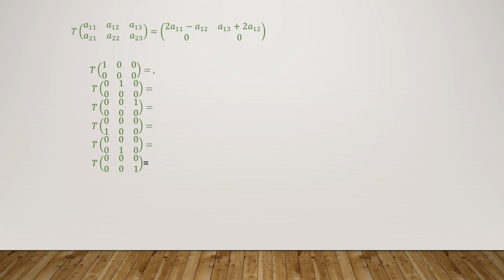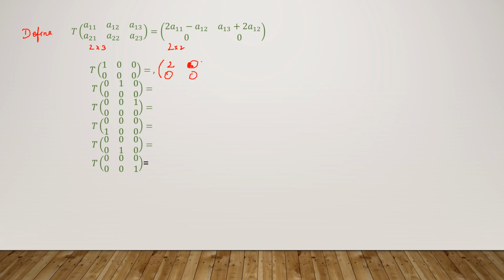Now let us see the images of the vectors. Here the transformation is defined as T of a 2 cross 3 matrix, which is transformed to a 2 cross 2 matrix of this form. That is, the second row entries are always 0 here. Then with respect to the transformation, the images of these vectors: the first vector is 1, 0, 0, 0, 0, 0. That's the first entry, A11 is 1, other entries are 0. So the corresponding image here is 2, 1, 0 plus 0, so it is 0.